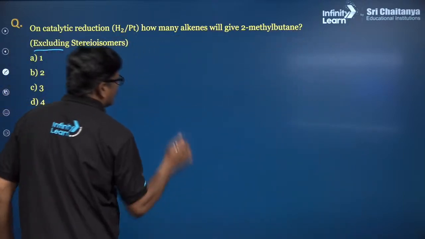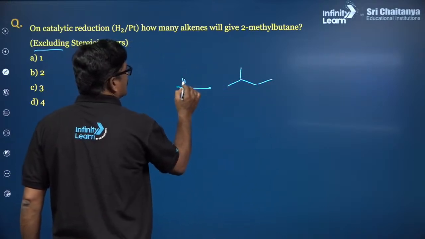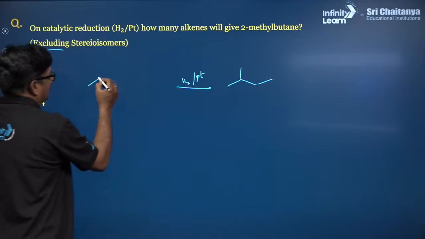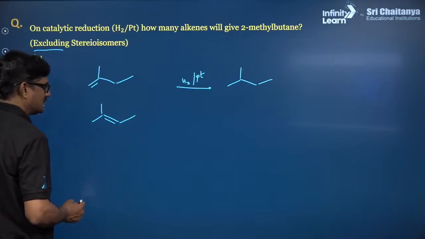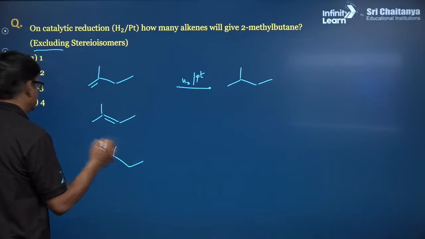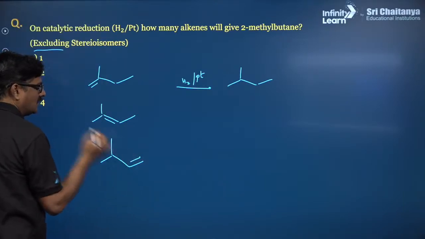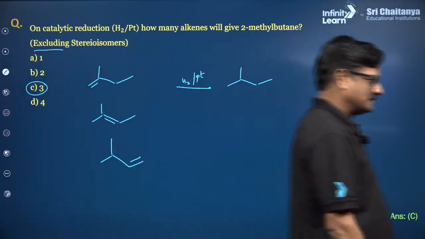So 2-methylbutane, okay, so H2/Pt, so what can we get? These alkenes can give it, these alkenes can give it, and these alkenes can also give it. Are you getting or not? Clear? Ajay Singh? Yeah, here it is going to be C. Perfect answer. That's good.